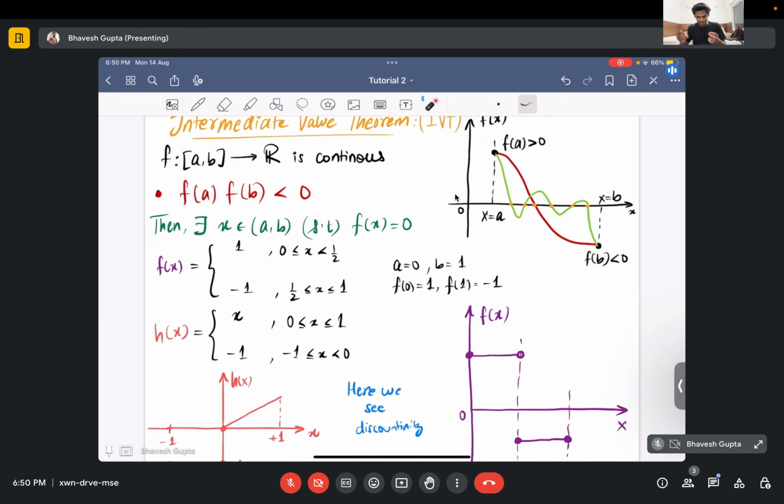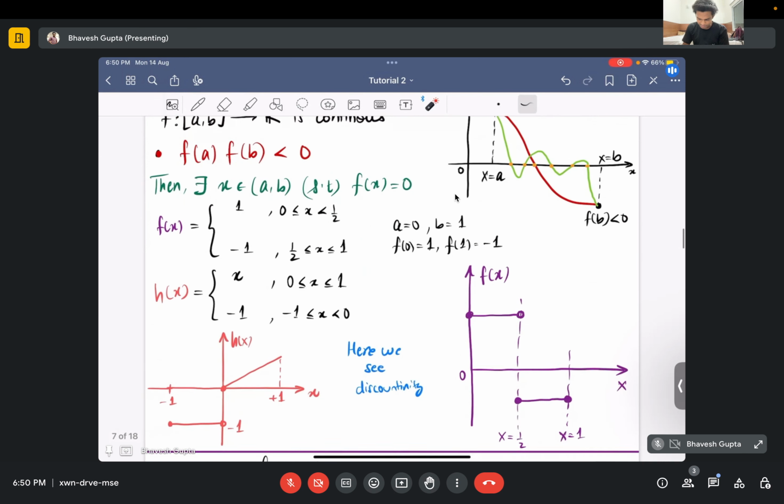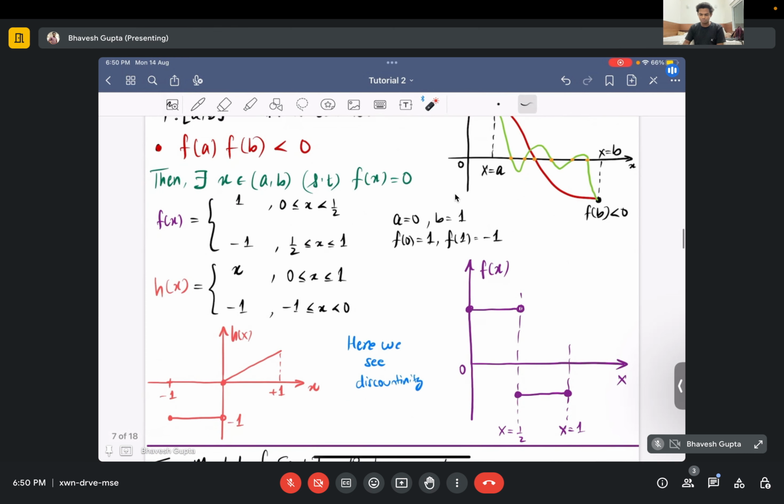Let's say between x equal to a and x equal to b, there exists a root, which cuts this x-axis. And I can give you two quick examples here.